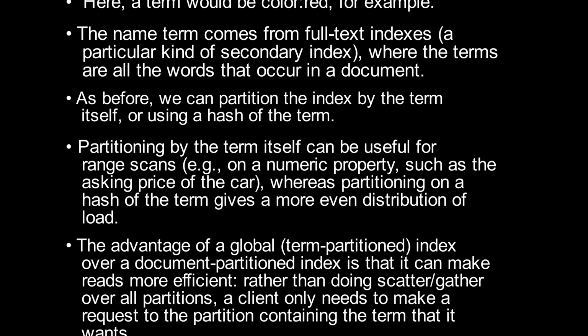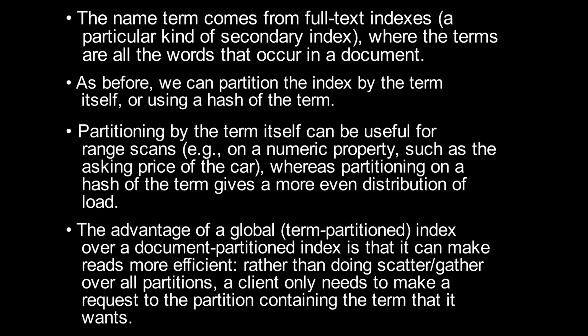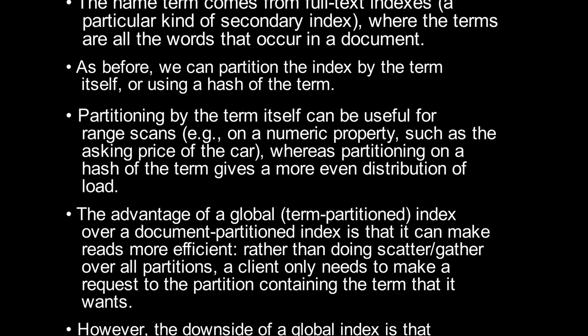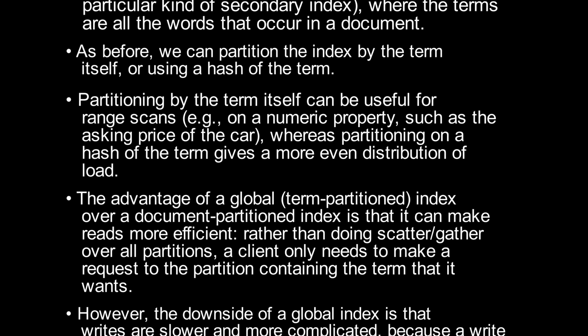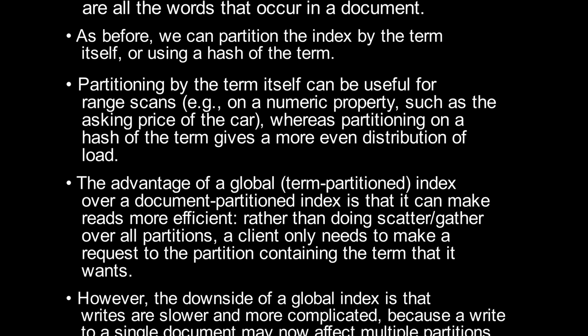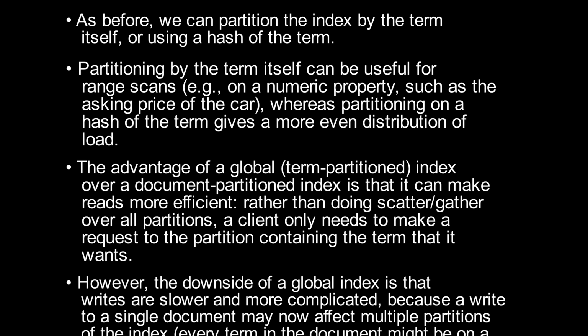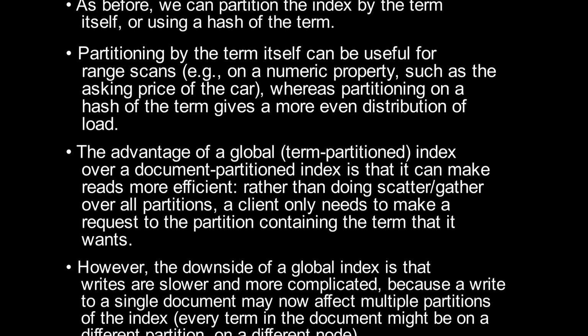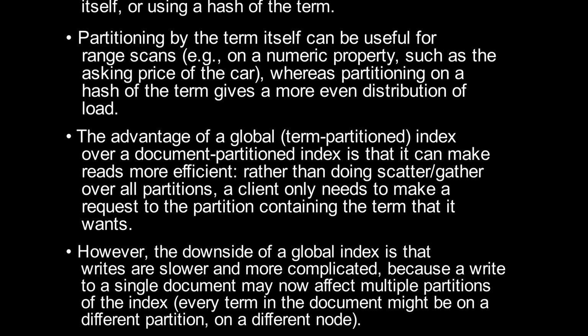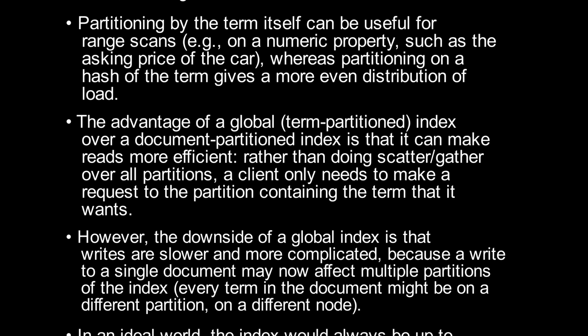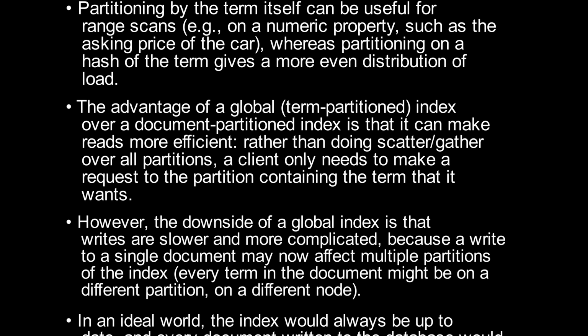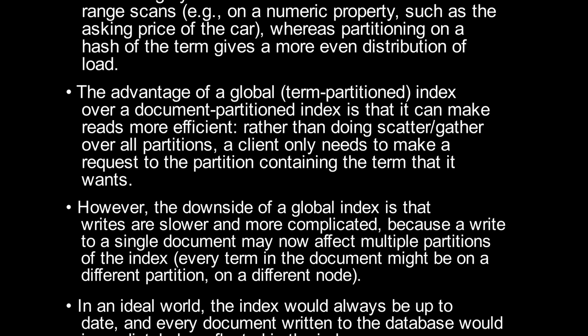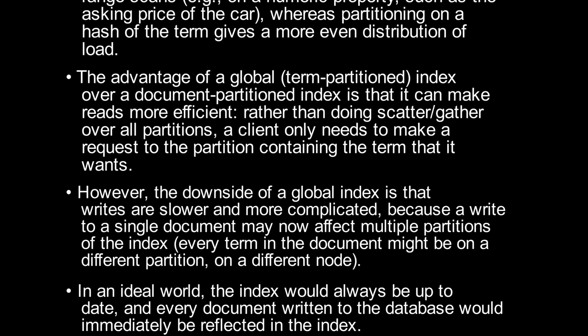The advantage of a global term-partitioned index over a document-partitioned index is that it can make reads more efficient. Rather than doing scatter/gather over all partitions, a client only needs to make a request to the partition containing the term that it wants. However, the downside of a global index is that writes are slower and more complicated, because a write to a single document may now affect multiple partitions of the index.